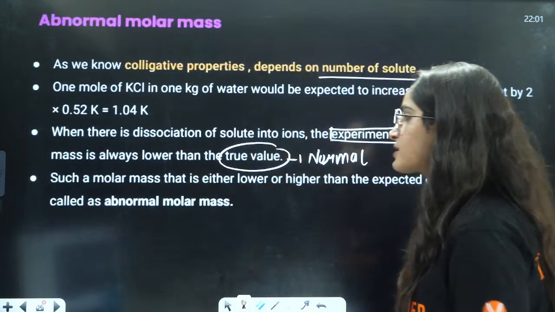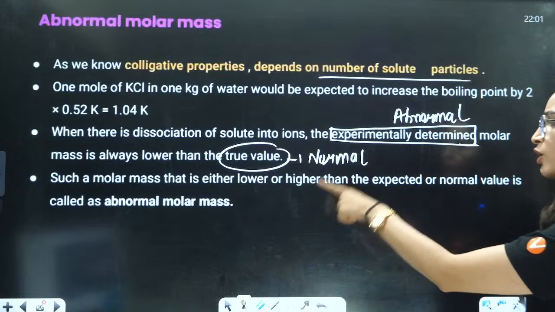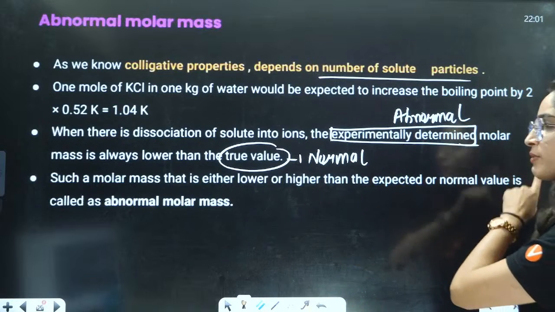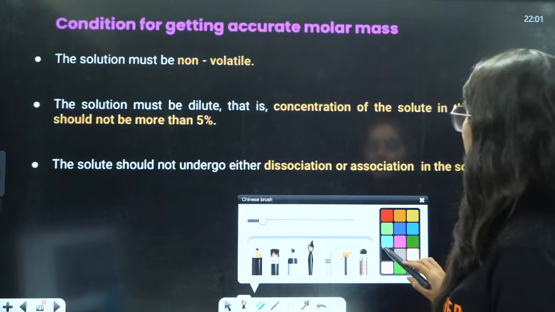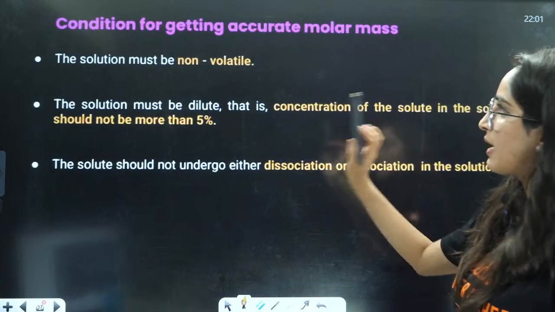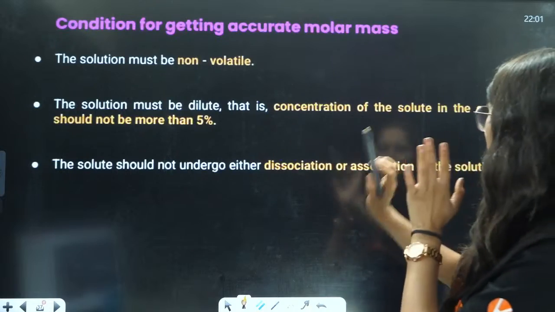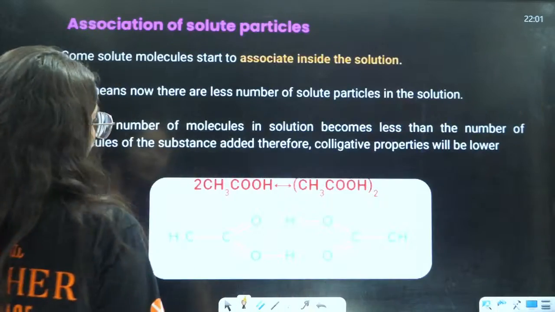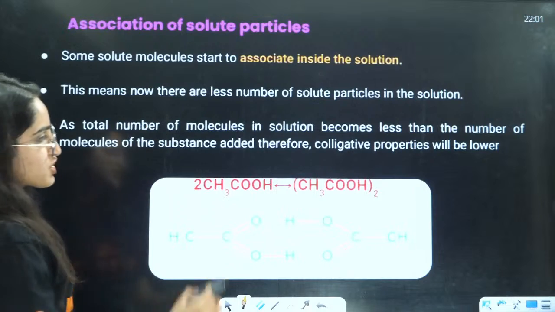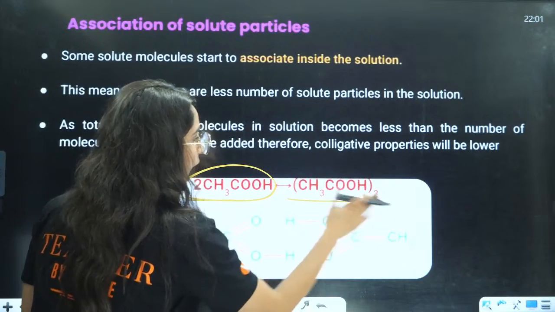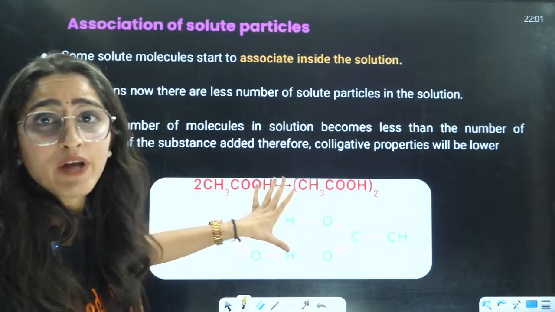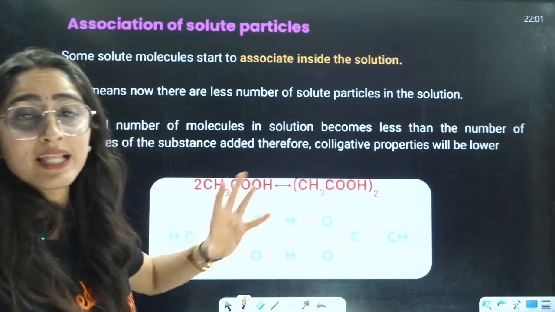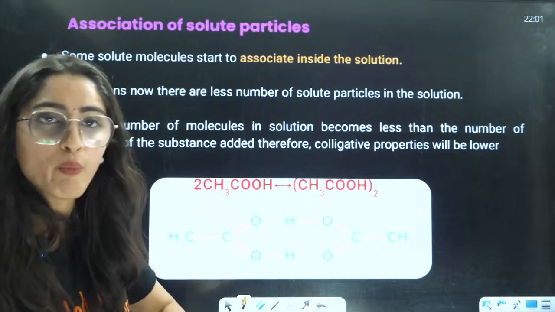Right? Formula itself. Such a molar mass that is either lower or higher than the expected or normal value is called the abnormal mass, right? So now if you talk about the accurate molar masses, this we have already done, right? If you talk about association, it will form a dimer, and because of that also the molar mass calculated experimentally will be different than what we will expect from the formula, right?